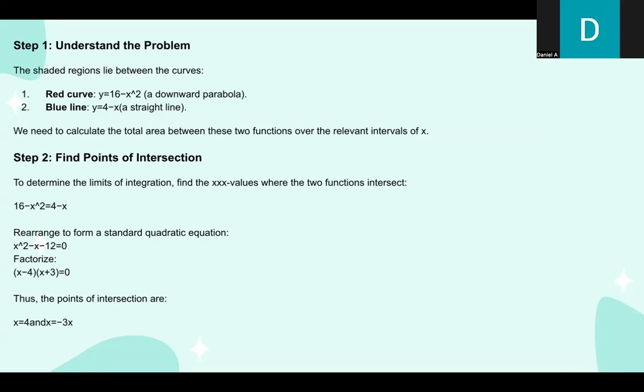Step 2, find the points of intersection and determine the limits of integration. Find the x values where the two functions intersect: 16 minus x squared equals 4 minus x. If you rearrange to form a standard quadratic equation, you get x squared minus x minus 12 equals 0. Now we factorize it and simplify it to parentheses x minus 4 and then parentheses x plus 3, and that equals 0. So the points of intersection are x equals 4 and x equals negative 3.